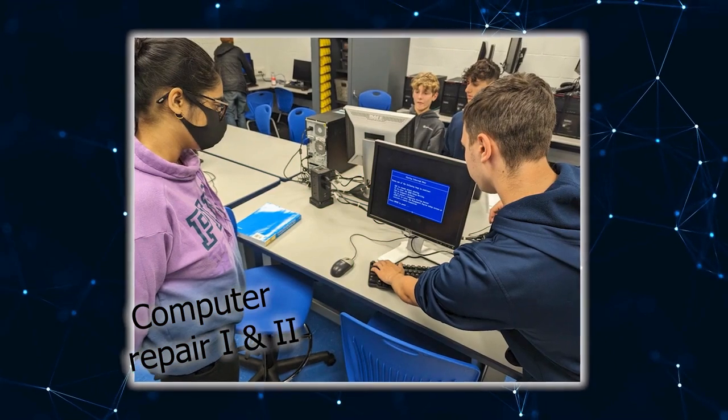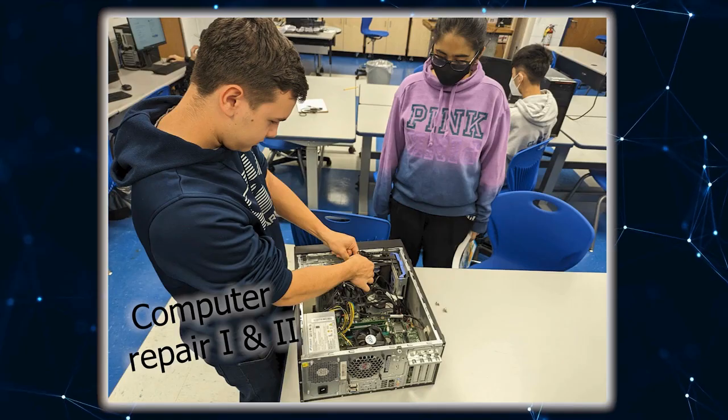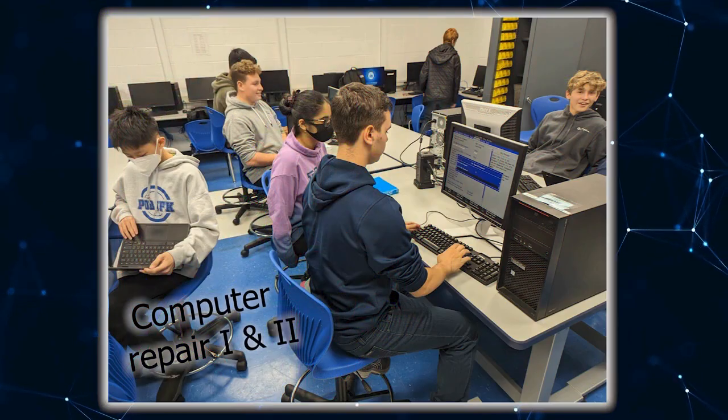Computer Repair 1 and 2. Students will learn about the basics of modern computer repair, including many different hands-on experiences and basic IT.